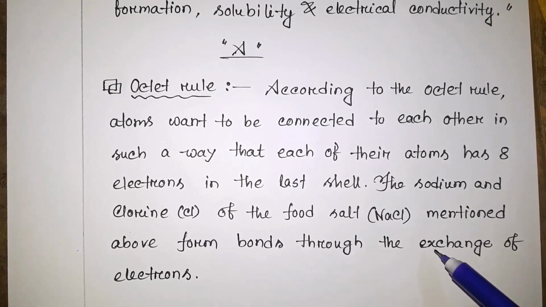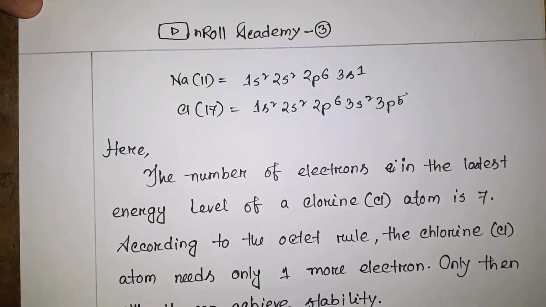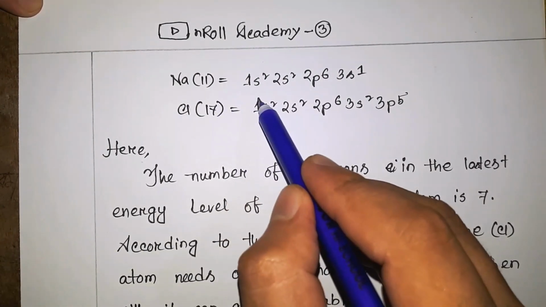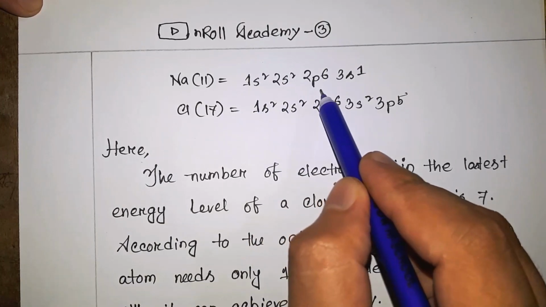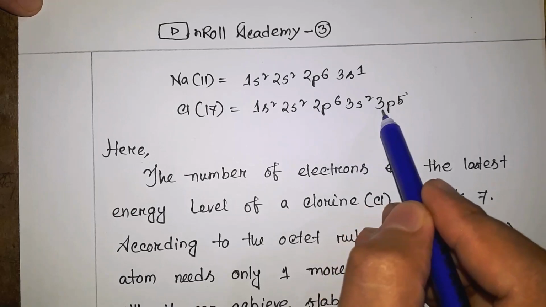The sodium and the chlorine of the edible salt, sodium chloride mentioned above, form bonds through the exchange of electrons. Sodium এবং ক্লোরিন তারা ইলেকট্রন এক্সচেঞ্জ করে একটা বন্ড তৈরি করে. Here you can see the electron configuration of sodium and chlorine. The electron number of sodium is 11: 1s2 2s2 2p6 3s1. And chlorine: 1s2 2s2 2p6 3s2 3p5.